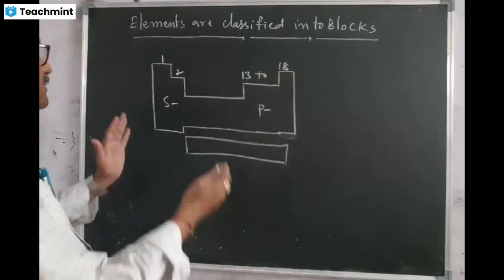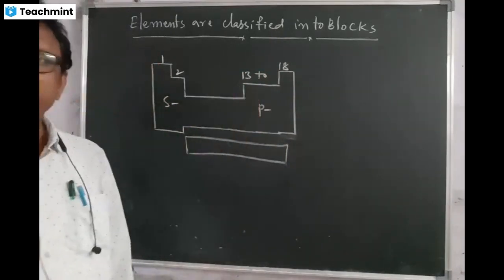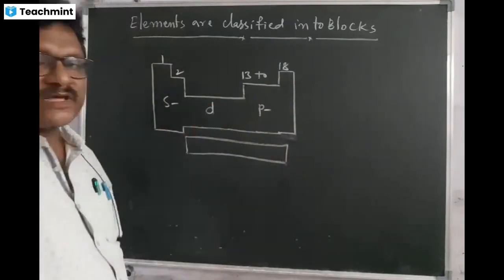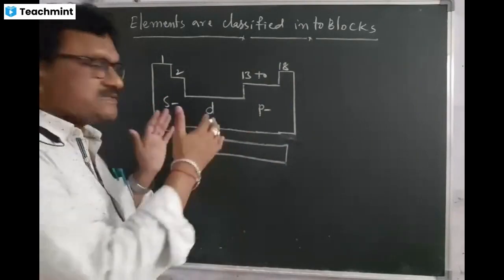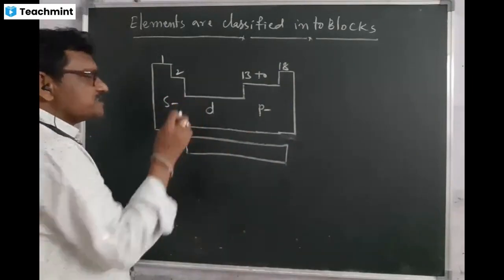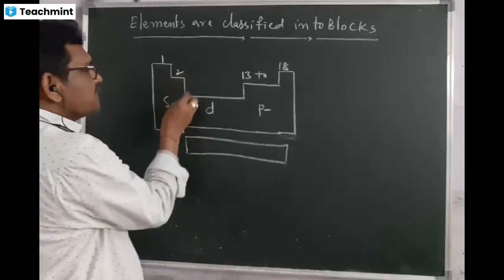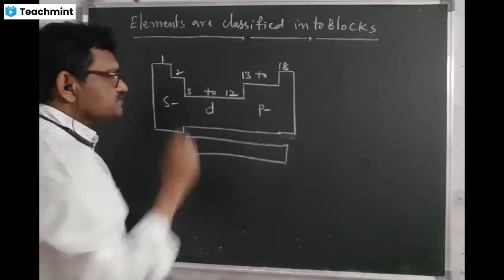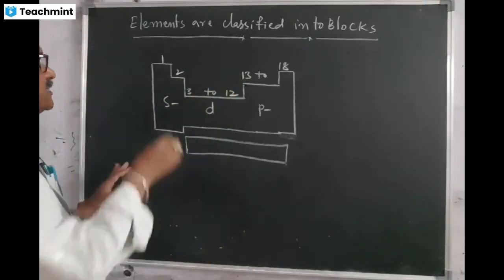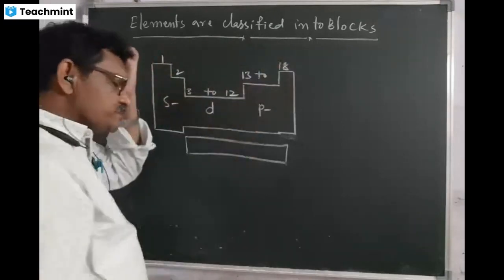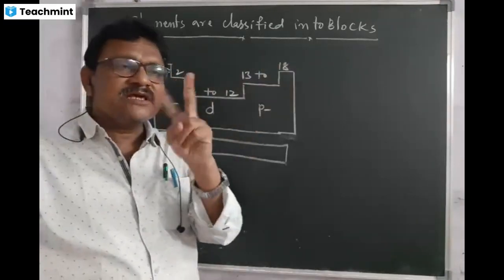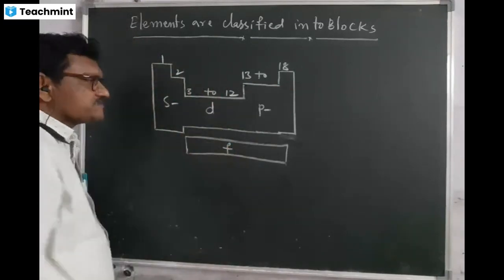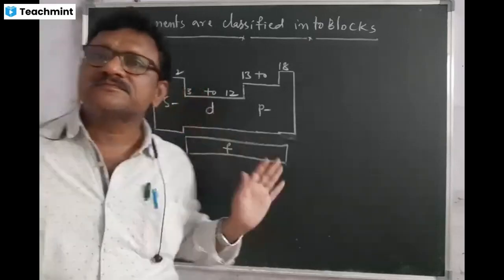Then in between S block and P block, there is D block. D block has a total of 10 groups, starting from the third group to the 12th group. Here the entire 18 groups are divided into A, B subgroups, which we already discussed. And under the table we have the f block. You have to draw this table.